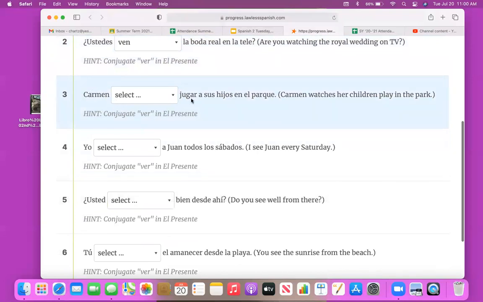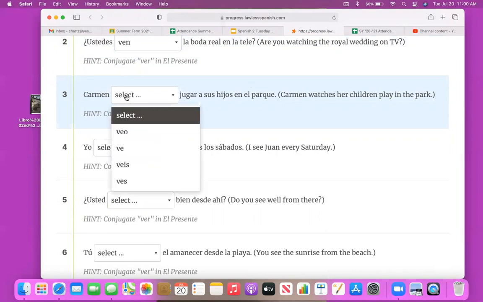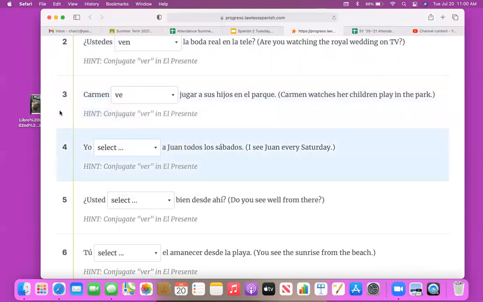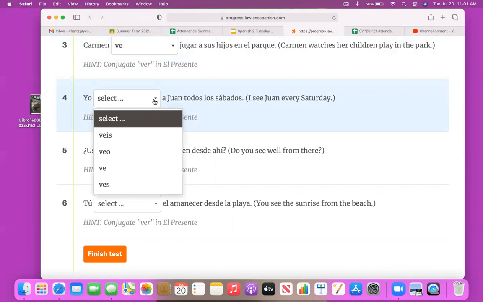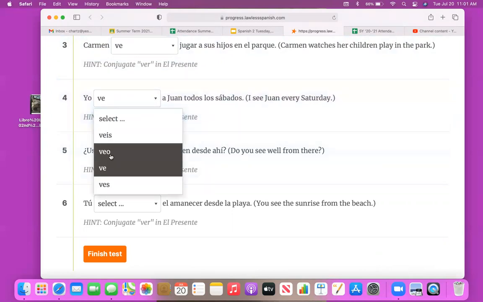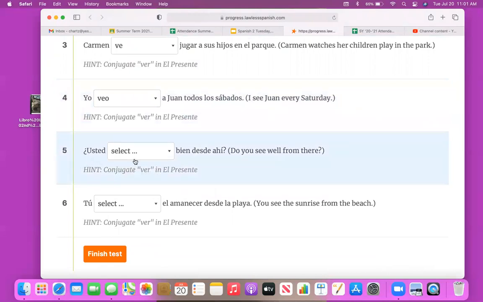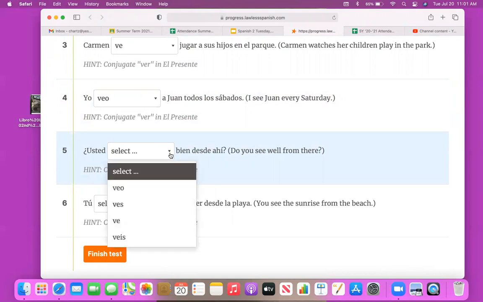So Carmen blank jugar a sus hijos en el parque. So Carmen watches her children play in the park. So Carmen is the subject, she. Ve. Yep. And then yo blank a Juan todos los sábados. So I see Juan every Saturday. I. Yo veo. Oh, I put the wrong one. Yep. And then usted blank bien desde ahí. So do you see well from there?